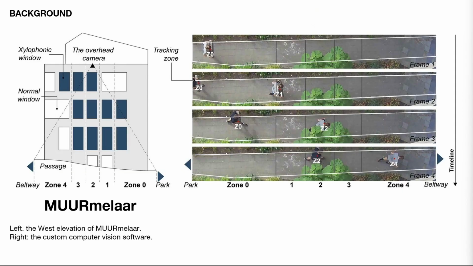And how does the Moere work? A camera overlooks the passageway to detect where the passerby is located. Then, computer vision software analyzes the video, comparing their locations into 5 predefined zones of the passageway, each of which corresponds to a column of xylophonic windows.